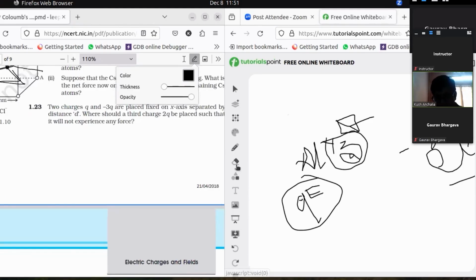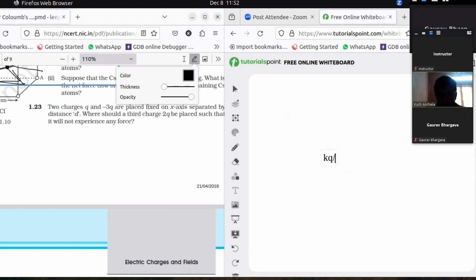Let me clear up all those things. KQ divided by R1 square must be equal to K 3Q divided by (D minus R1) square. So 3R1 square... (D minus R1) divided by R1 equal to root 3. So R1 root 3 plus 1, so the answer should be R1 equal to D divided by 1 plus root 3.